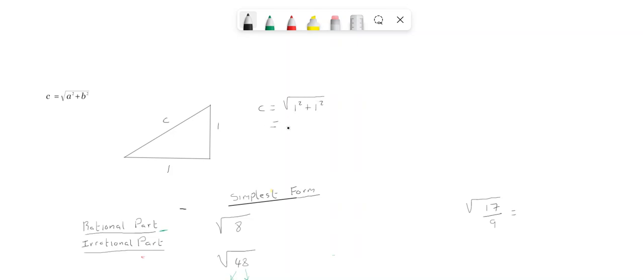So this is going to be equal to 1 squared, which is just 1 by 1, which is 1, and that's 1 by 1, which is 1. And then if we add the two of them together, it's just going to be 2. So C is equal to the square root of 2. So basically this side here, C, is going to be equal to the square root of 2, if this side is 1 and this side is 1.